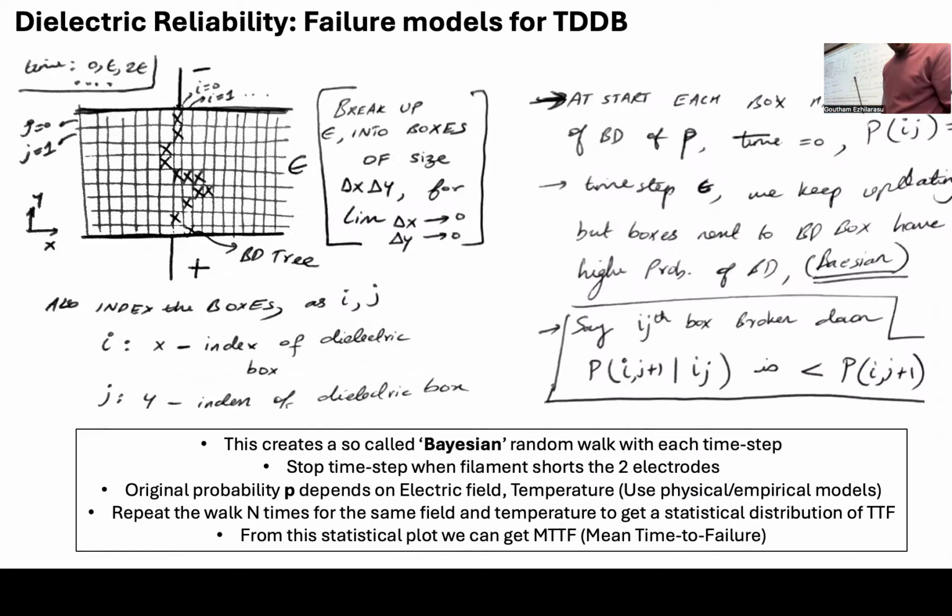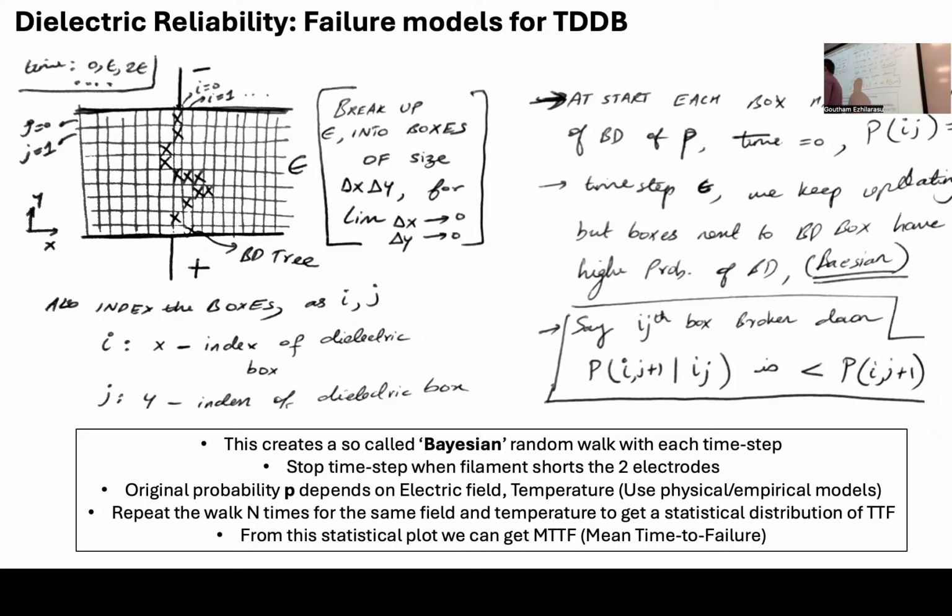Now if you were to actually model mean time to failure, you take the simulation and you run it n times. The progress here happens in certain time steps. The first time step, say this fails. Second time step, this fails, and so on. After a certain amount of time, it has gone all the way from here to here.